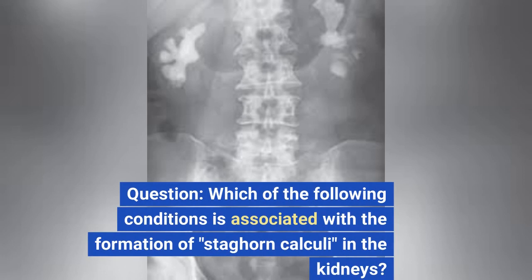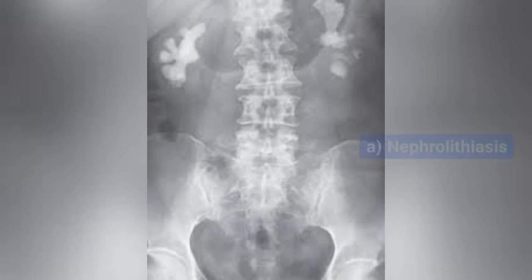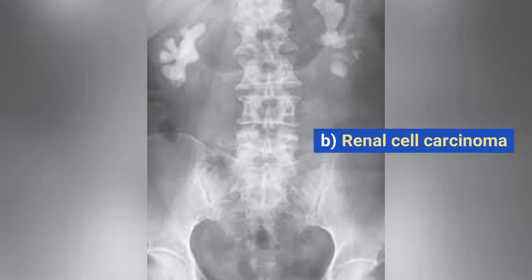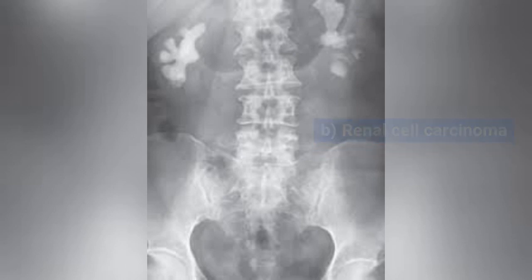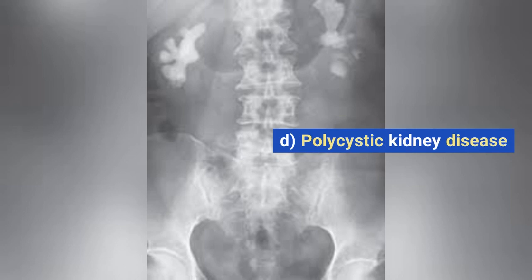Question: which of the following conditions is associated with the formation of staghorn calculi in the kidneys? A. Nephrolithiasis. B. Renal cell carcinoma. C. Tuberculosis. D. Polycystic kidney disease.